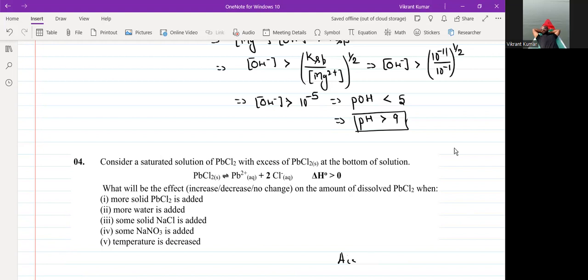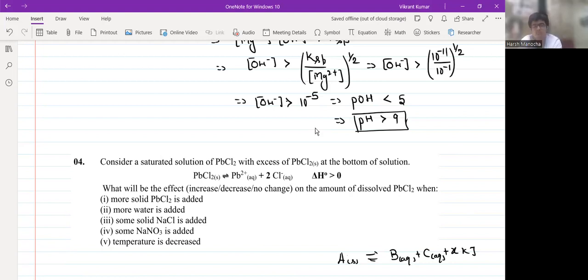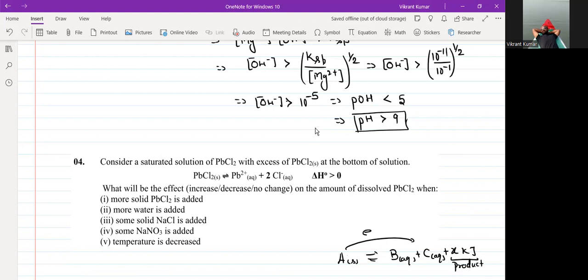मान लो कुछ मैंने ऐसा बोल दिया, A सॉलिड इज गिविंग यू B एक्वस प्लस C एक्वस प्लस x किलो जूल. इज इट एंडोथर्मिक और एक्सोथर्मिक? एक्सोथर्मिक. ये रिएक्शन के अंदर दिखा रहा है कि दिस इज द प्रोडक्ट, है ना. दिस हैज बिकम वन ऑफ द प्रोडक्ट एंड दैट्स व्हाई दिस फॉरवर्ड इज एक्सो.